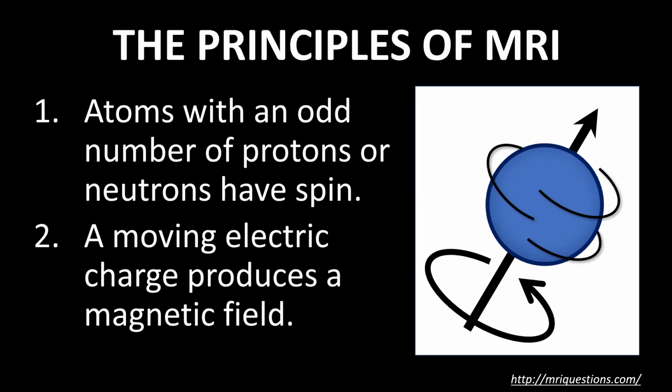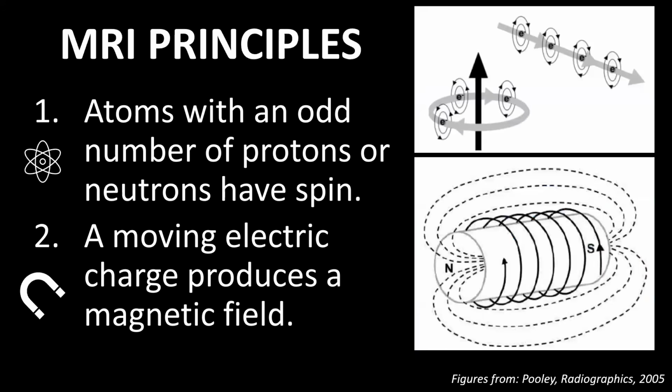And the second thing we have to know is that a moving electric charge produces a magnetic field. That's the law of Faraday. And vice versa. A moving magnetic field or an oscillating magnetic field will induce an electric current in a conductor. And that's basically what MRI is based on.